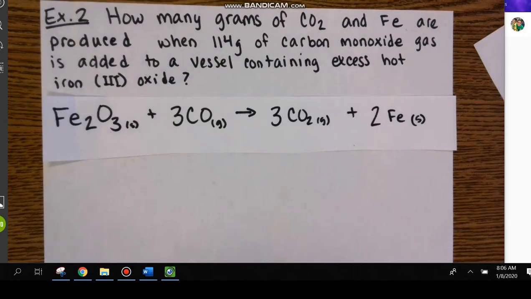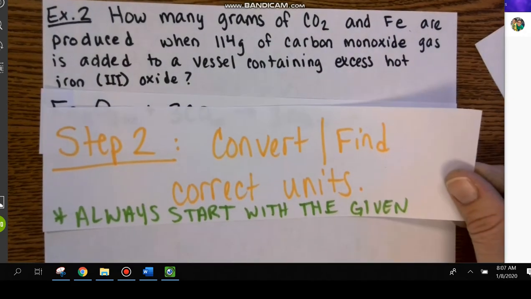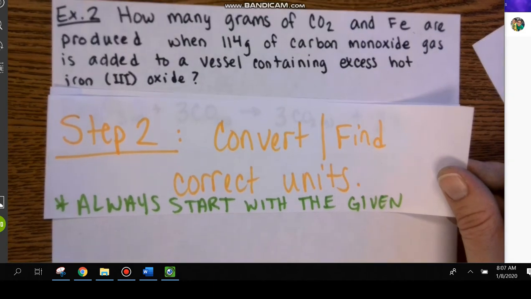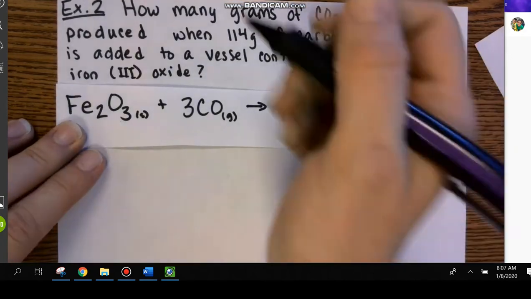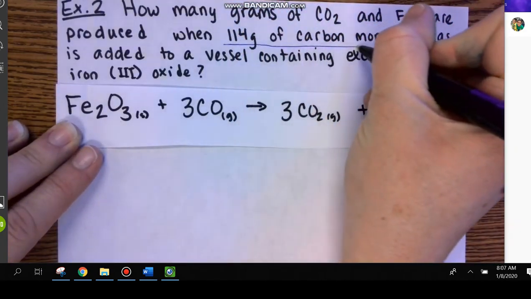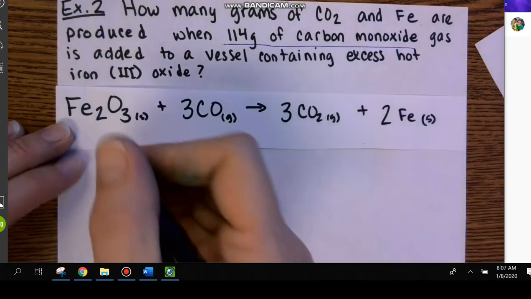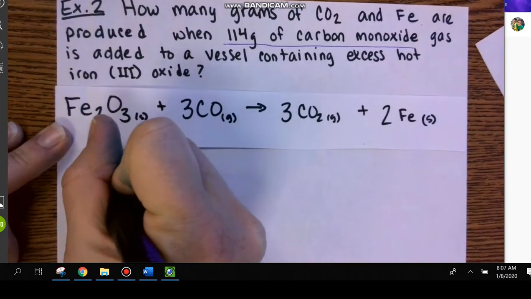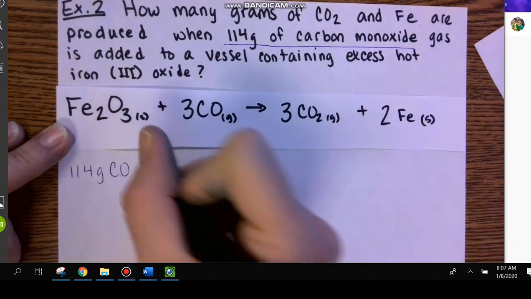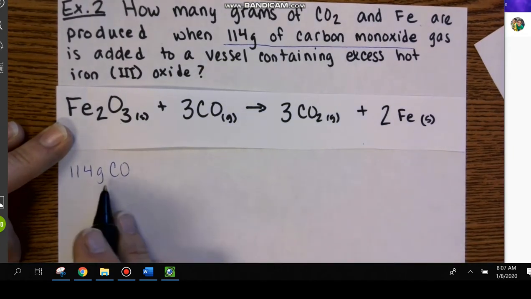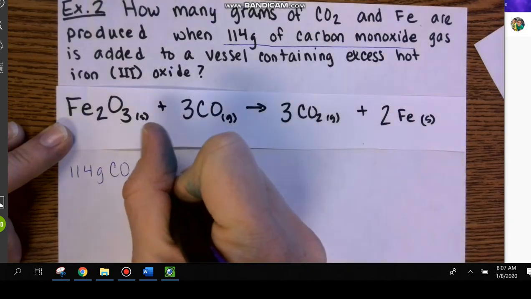Okay, so step 2 is to convert or find the correct units, and it says always start with the given. So the first thing we're going to do is write down what we're given, and we're given right here 114 grams of carbon monoxide gas. Always write the units and always write the molecule, compound, or element that you're working with. 114 grams of carbon monoxide gas.